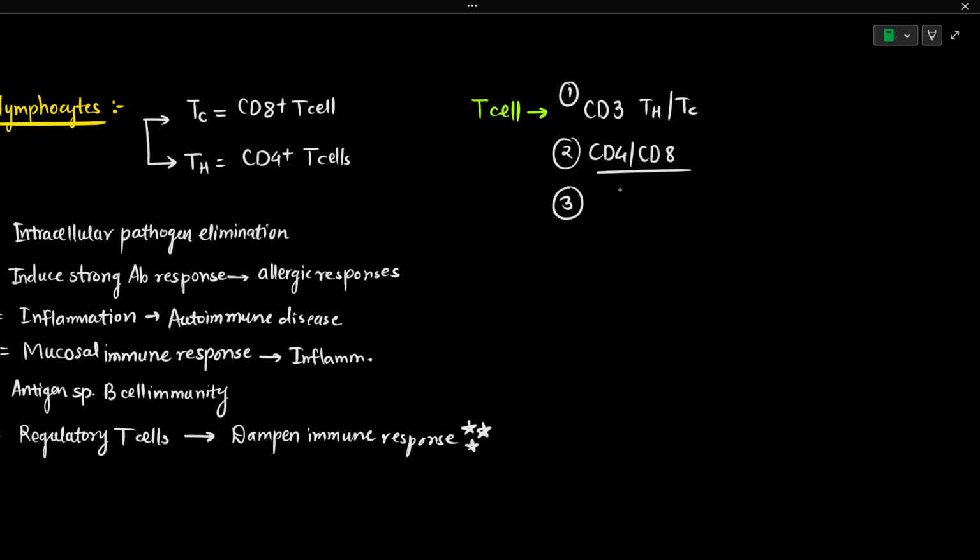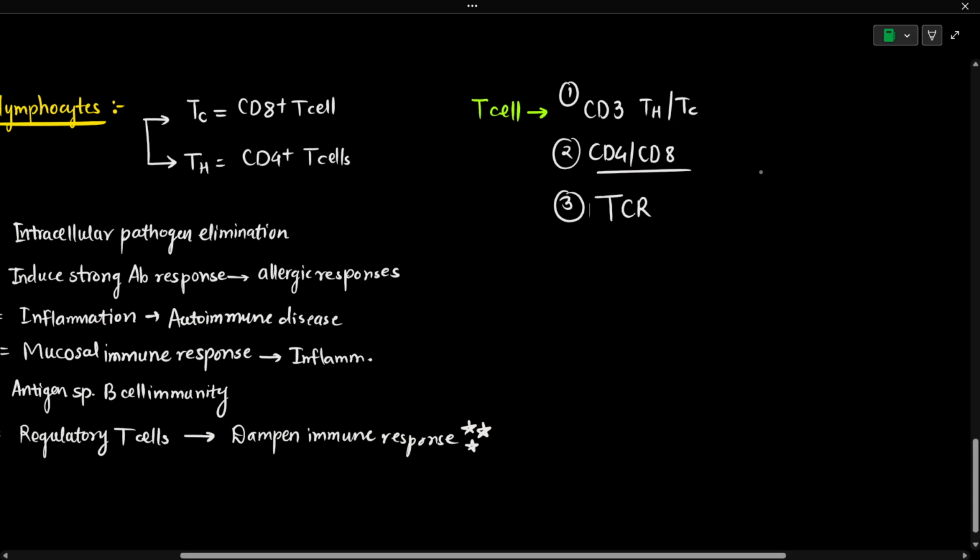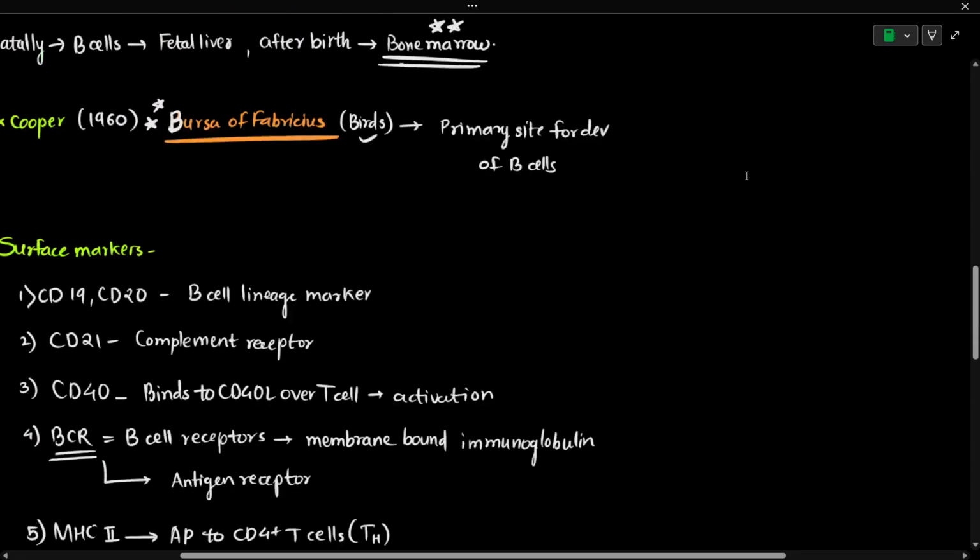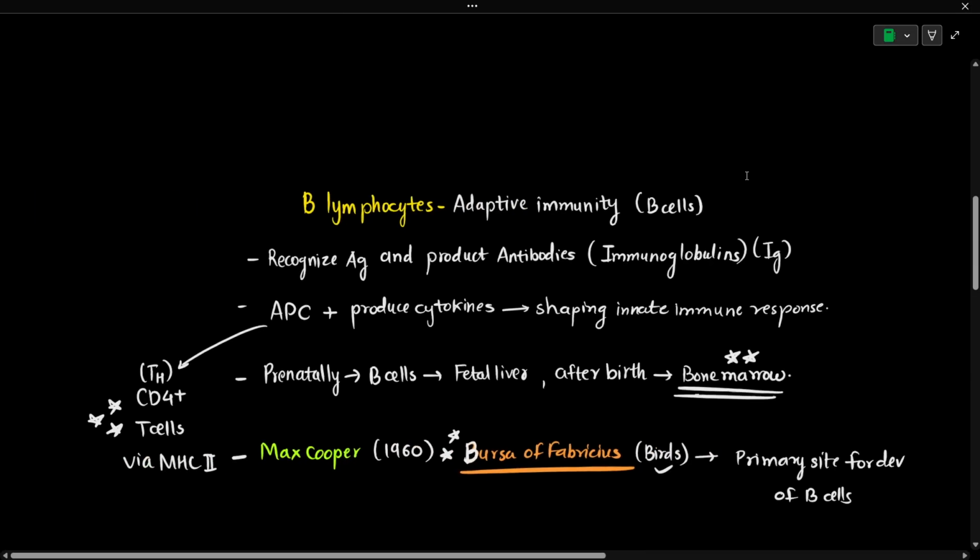Then they can express the conventional T cell receptor, which is known as TCR, right? Besides them, they also have other CD molecules as their surface markers. And with this, I'm done with the cells of the immune system. We have discussed all of the cell types that are found in our immune system.